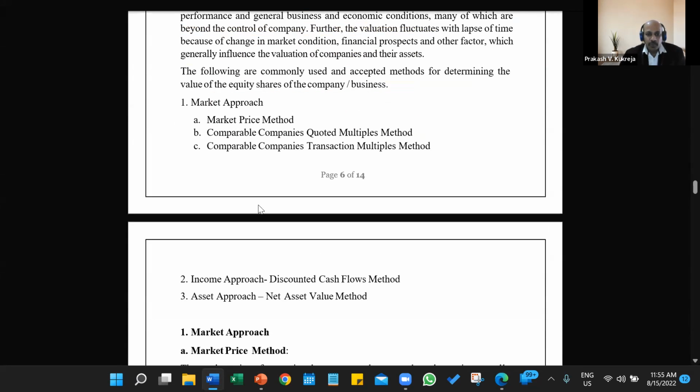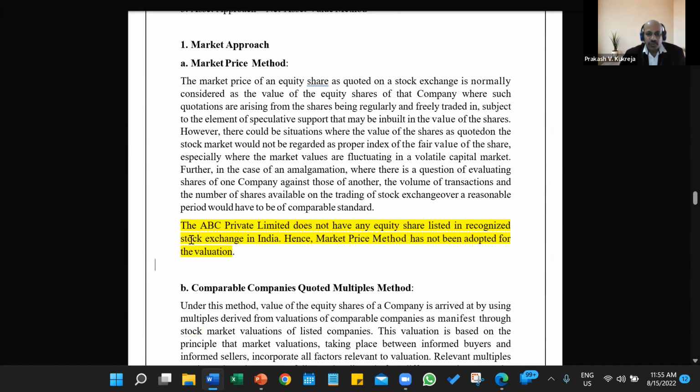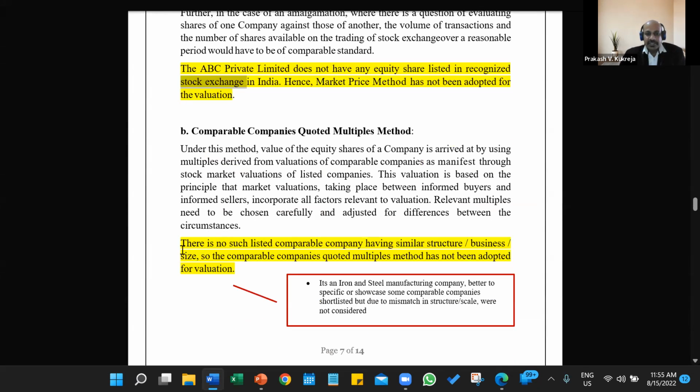Now, there are different approaches. Of course, the RV has put all the approaches over here. Fair point. But now see, the market approach says the company does not have any equity share listed on a recognized stock exchange in India and it has not been adopted. Well, fair point. Comparable companies: there is no such listed comparable company having similar structure and business size.